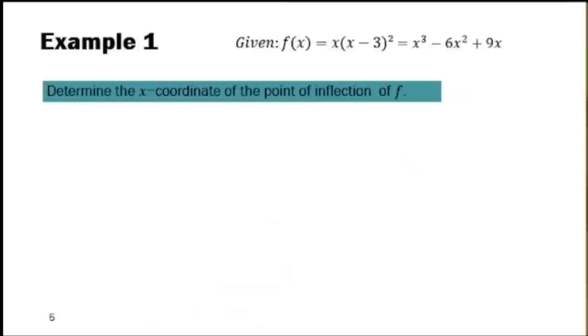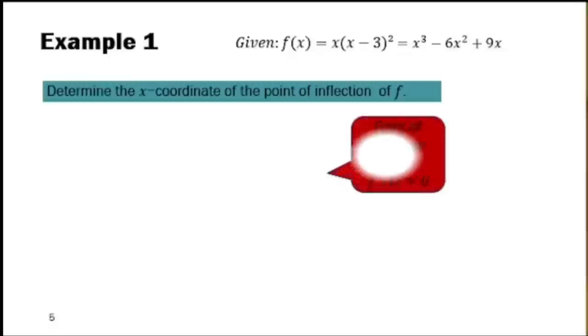So let's look at some examples of how we can ask this. If I give you f(x) equals x(x minus 3) squared, please remember to first write it in standard form. You can multiply it out and you would get x cubed minus 6x squared plus 9x. And I ask you to determine the coordinate of the point of inflection of f. What do we know about a point of inflection? It is where the second derivative is equal to 0.